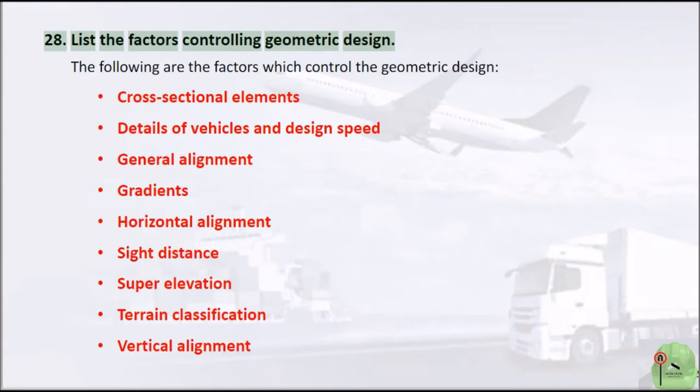List the factors controlling geometric design. The following are the factors which control the geometric design. Cross-sectional elements. Details of vehicles and design speed. General alignment. Gradients. Horizontal alignment. Sight distance. Super elevation. Terrain classification. Vertical alignment.